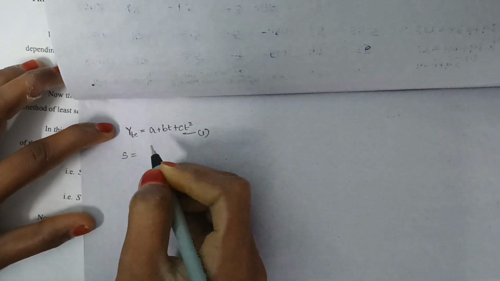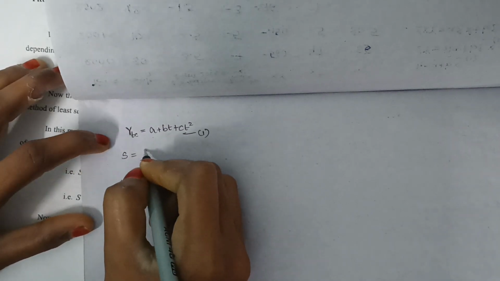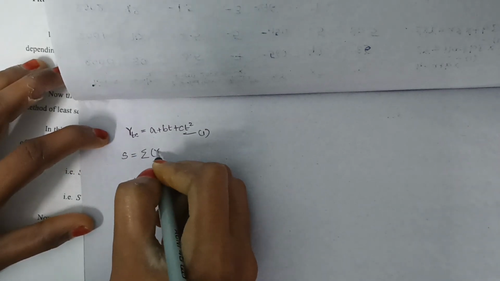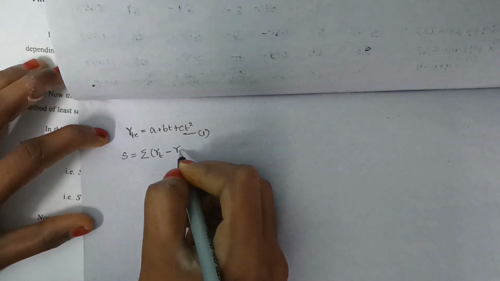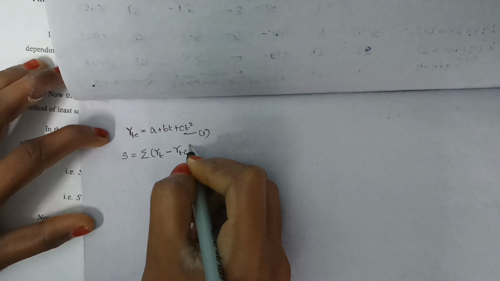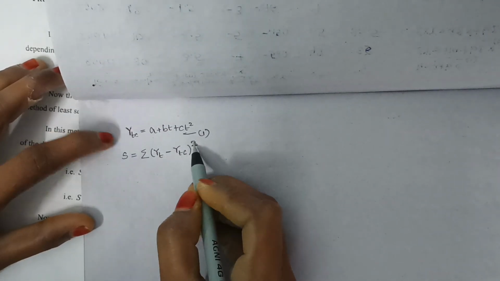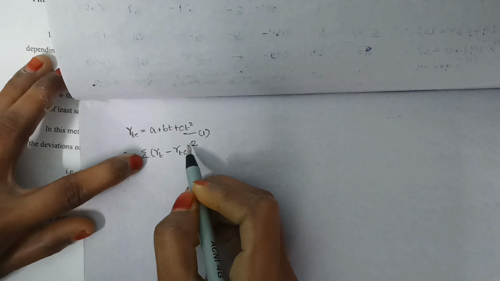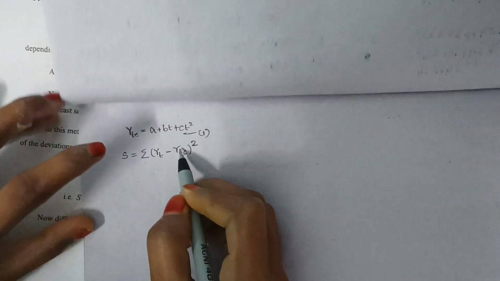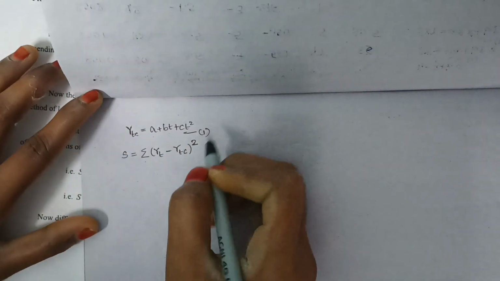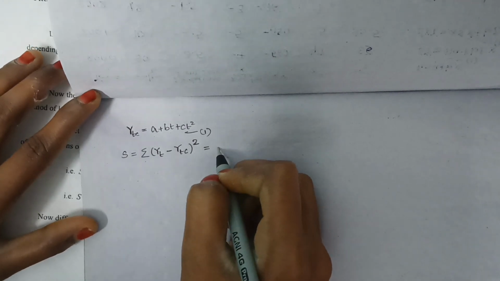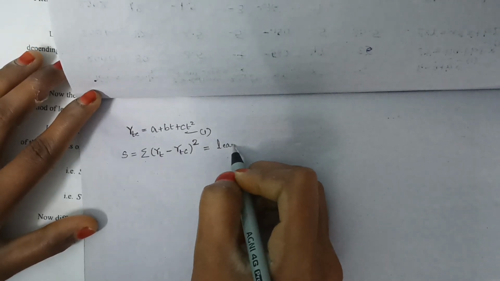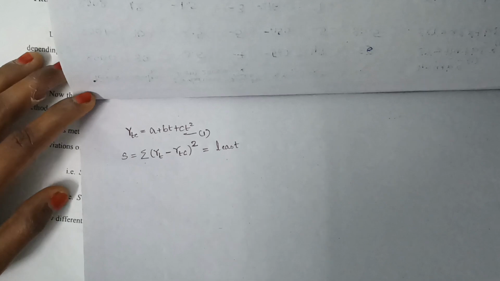S is equals to summation of actual values minus computed or predicted values, their square. This is the summation of the squares of deviation. Deviation is nothing but the difference. This should be equals to least.